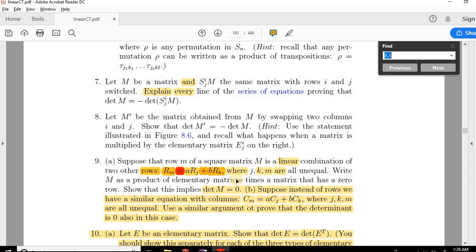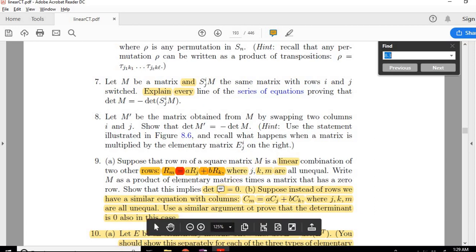And in the chapter it talks about how if you have a matrix with a zero row, the determinant is 0.